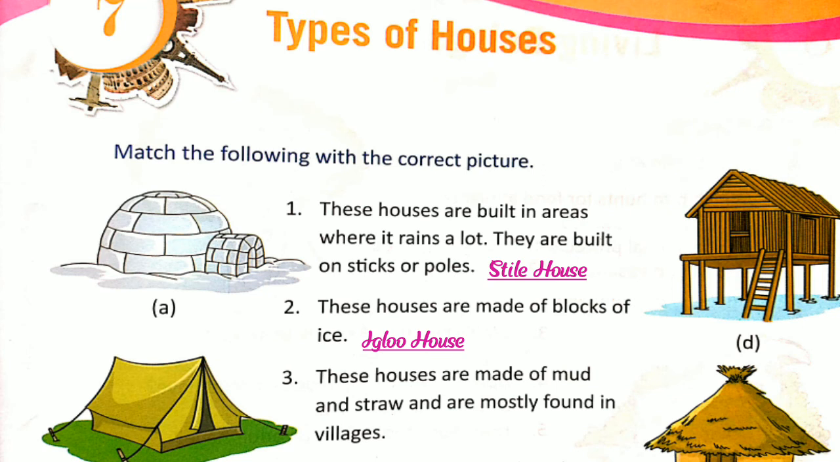Now number 3: these houses are made up of mud and straw and are mostly found in a village. So this type of house we can find in a village. It's a kacha house. Here we can see a kacha house or hut, mostly found in a village. So it is a hut house. Very good children.